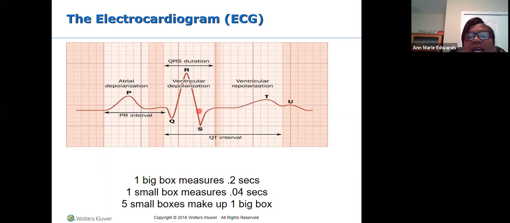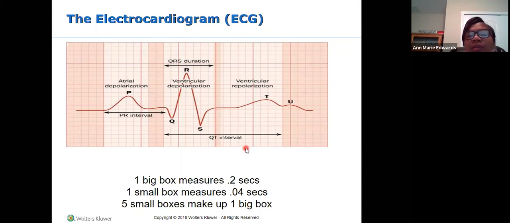The isoelectric line really is an imaginary line that you can imagine that goes across. Say you're looking now at your PR interval. If you draw a straight line across, that would be your isoelectric line. And you do have some waves above the line and some below the line. Your Q and your S is usually below the isoelectric line. Your P, your R, your T would be above the isoelectric line, okay?